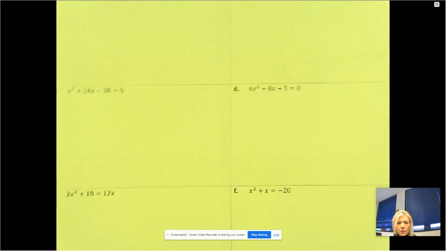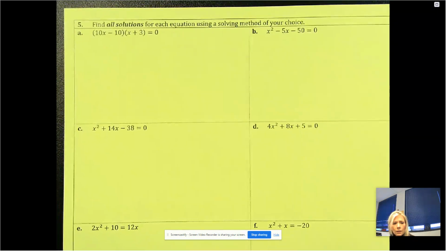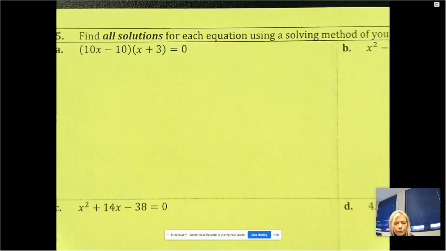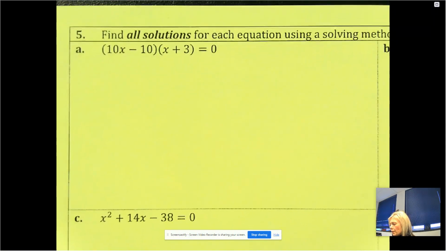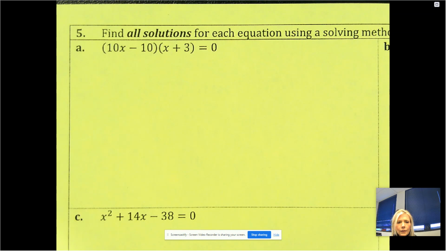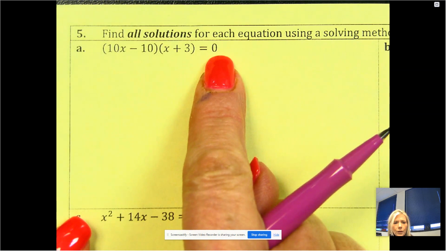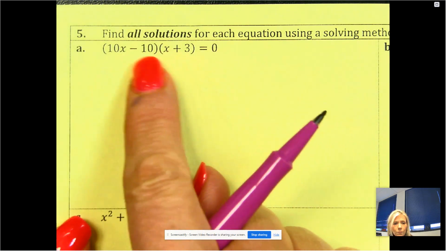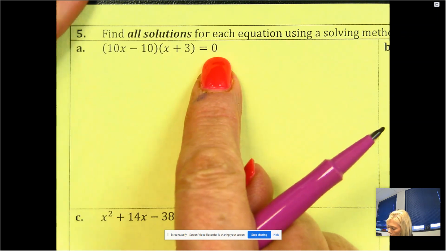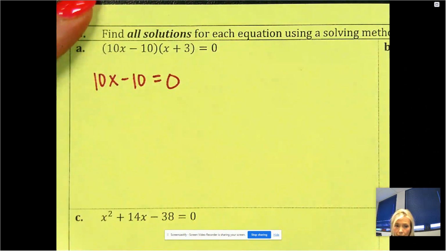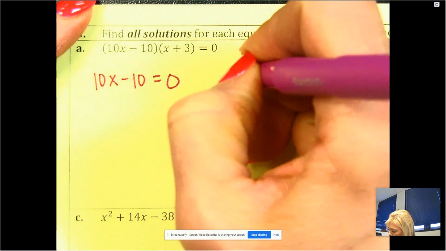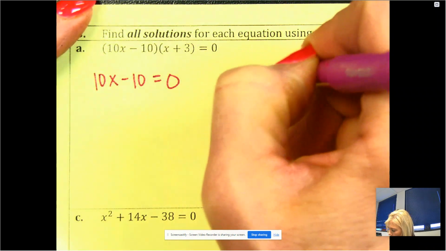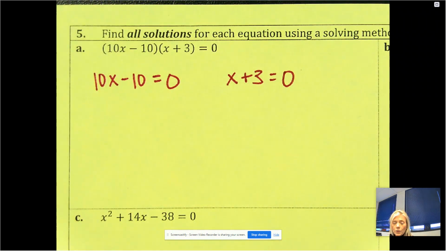All right, so we've got just some quadratic equations here on the back side. We'll go through them one at a time. This first one here has the least amount of work because it's already in factored form and it's set equal to 0. So this means we're just multiplying. If you multiply two numbers and your answer is 0, then one of them had to equal 0. So either 10x minus 10 equals 0 or x plus 3 equals 0. So you solve those two equations.